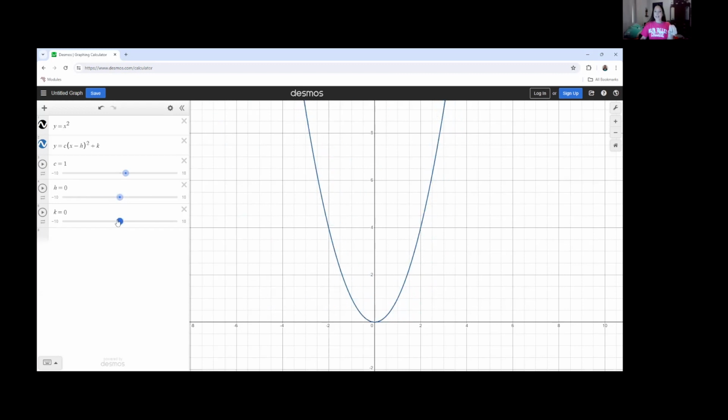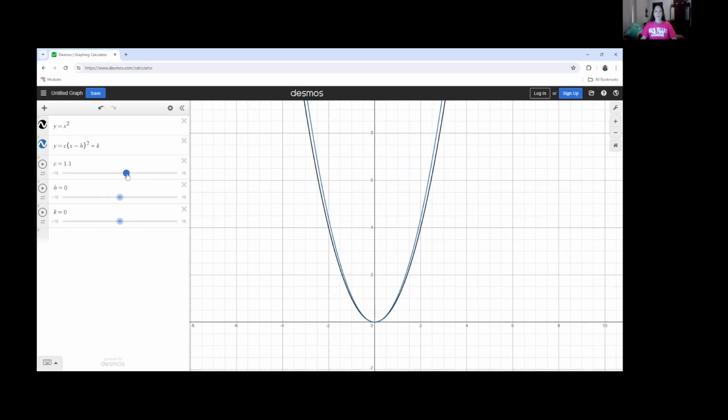What if I added k on the outside? Adding goes up, subtracting goes down. So if I have a negative k value, my graph's going to go down. When I have c on the outside greater than 1, remember c is positive in this case, so c greater than 1, when I increase, I am stretching the graph vertically.